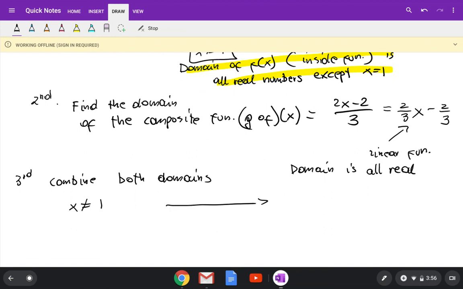So I'm going to use interval notation. For the domain of our function, we can pick any x we want except 1, which means it's going to be the interval from negative infinity to 1, union 1 to positive infinity. Okay, so that was a composite function and its domain.